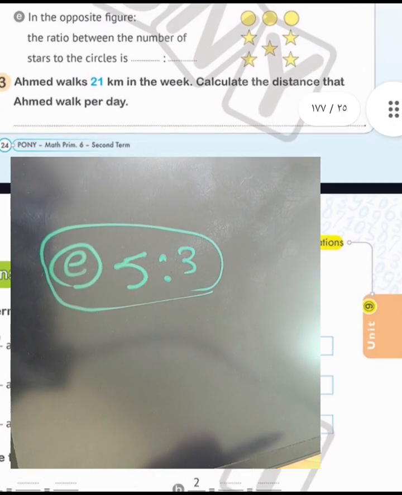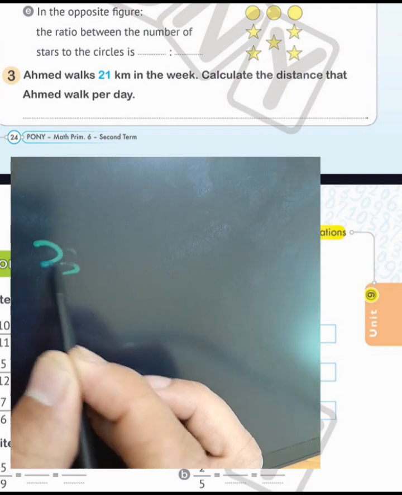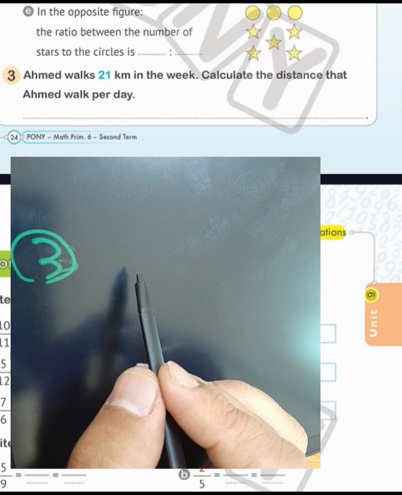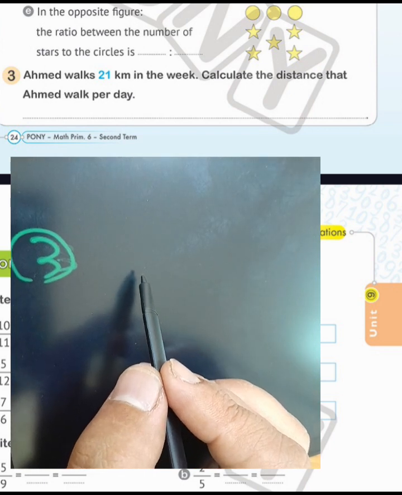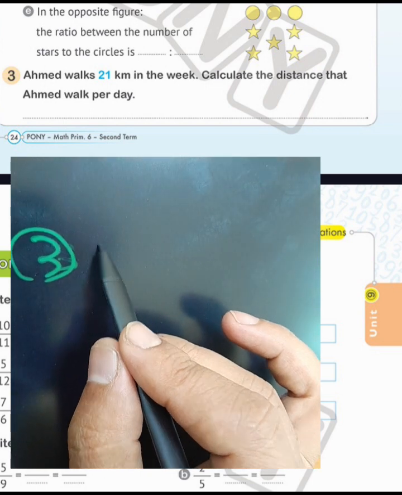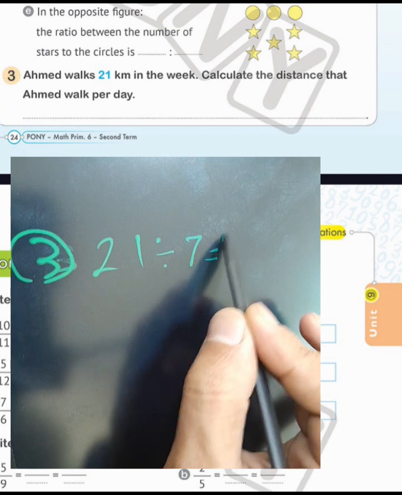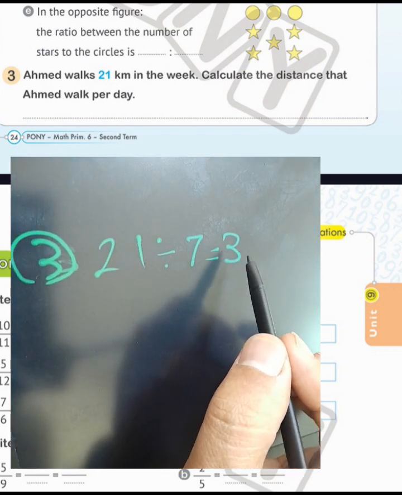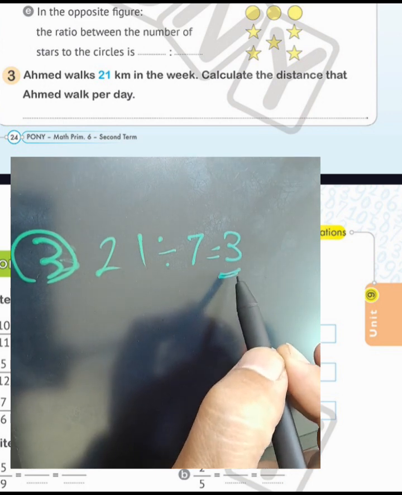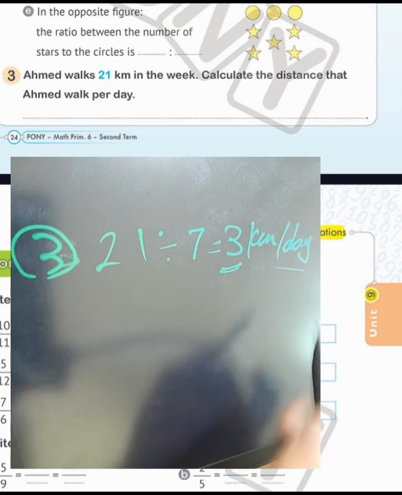Question number 3. Ahmed walks 21 kilometers in the week. Calculate the distance that Ahmed walks per day. We know 1 week equals 7 days. Then we must divide 21 by 7. The result will be 3. The distance per day is 3 kilometers per day.